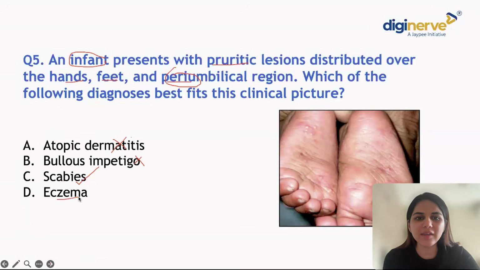Eczema can present anywhere over the body. So the regions given particularly here don't make sense in case of eczema. So that is why infant, hand, feet, periumbilical region and pruritic lesion mainly point towards scabies in this case. Moving on to the next question.